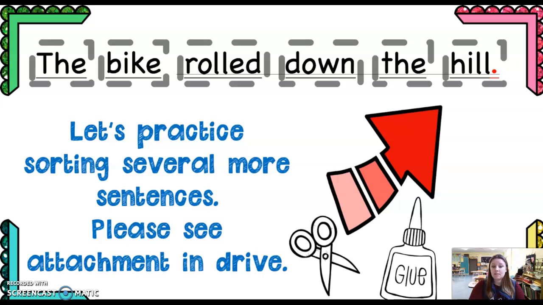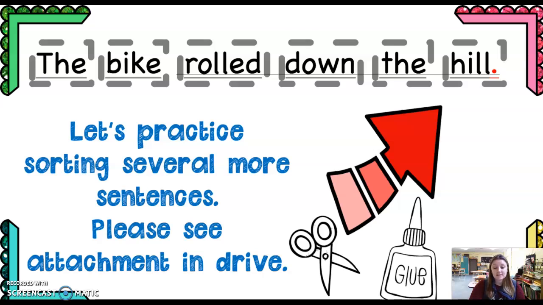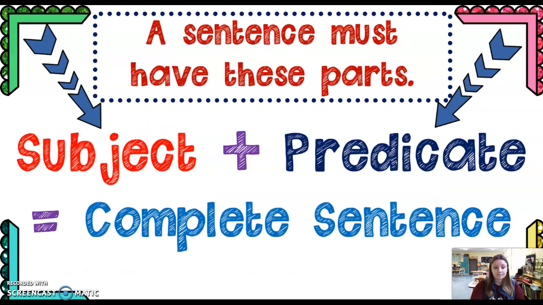We have this sentence, the bike rolled down the hill. When I ask myself, what's the subject? I say, what is this sentence about? I'm going to say, this sentence is about the bike. So my subject is the bike. My predicate, what did the subject do? My predicate would be rolled down the hill. A sentence has to have these parts. It must have a subject plus a predicate in order to equal a complete sentence. And most of the time your subject will come first.